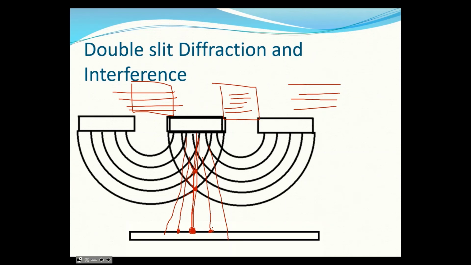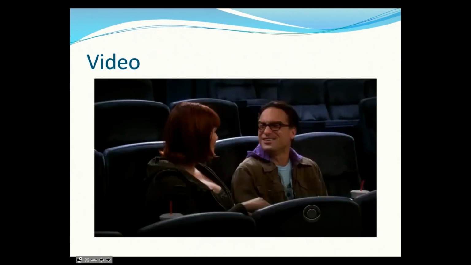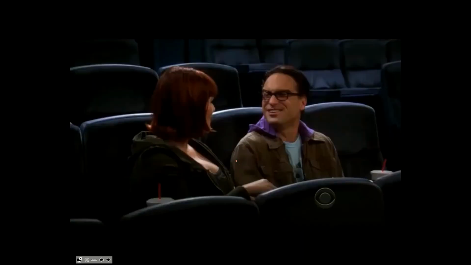So here's a little clip from Big Bang where Leonard tries to avoid Sheldon by going to the theater with his girlfriend at the time, and Sheldon tracks him down and does a little thing before movies start, which isn't totally crazy because he's just talking about diffraction and interference. So check out this video.